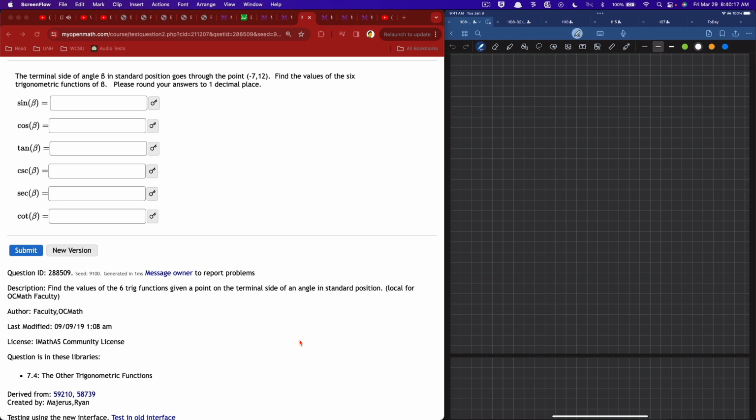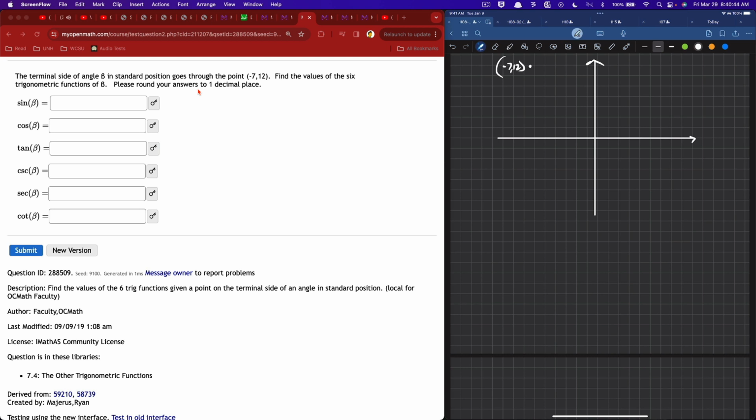The terminal side of angle beta in standard position goes through the point -7, 12. So the first thing I do is stop reading and draw some Cartesian coordinate axes and plot the point -7, 12. So maybe that's something like this. Find the values of the 6 trigonometric functions for beta.